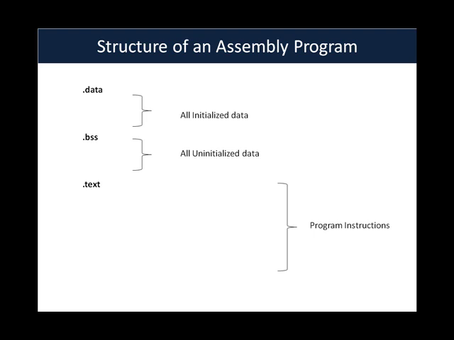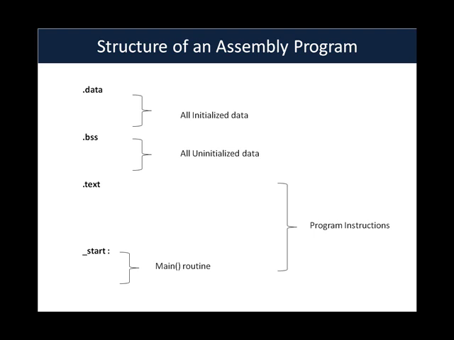Now, when you write these program instructions, there needs to be a specific label where the assembler would know that this is the start of the assembly language program. And this is described using the _start label. So you can compare this with the main routine in a C program.